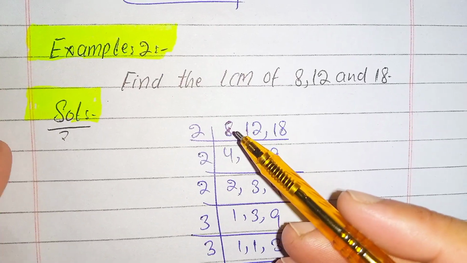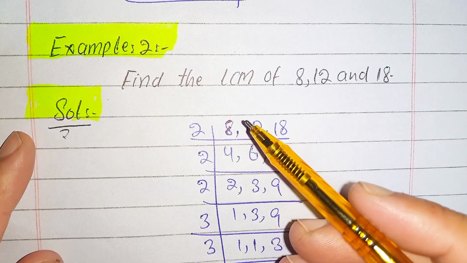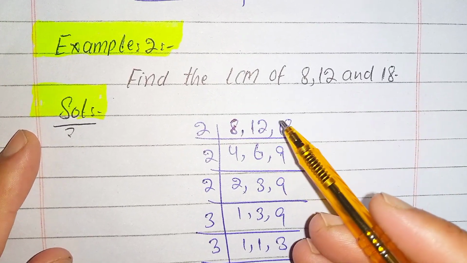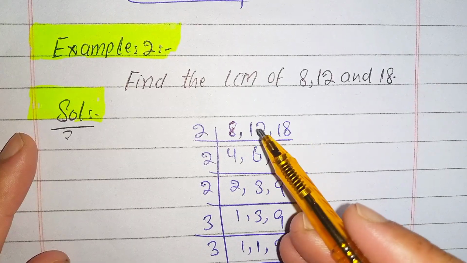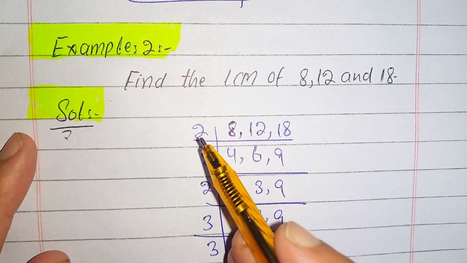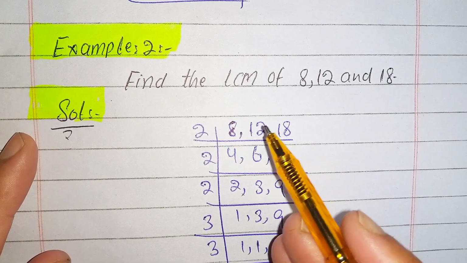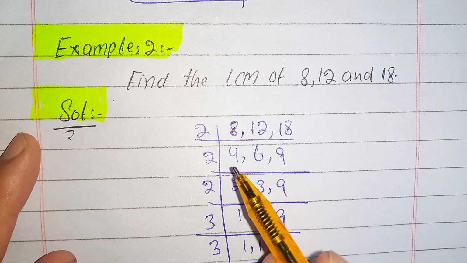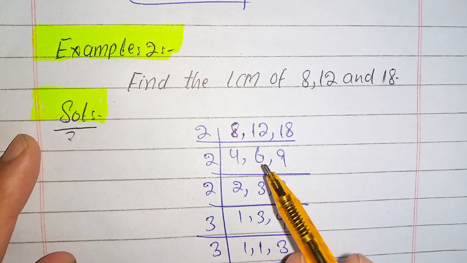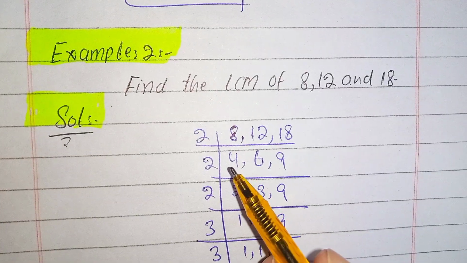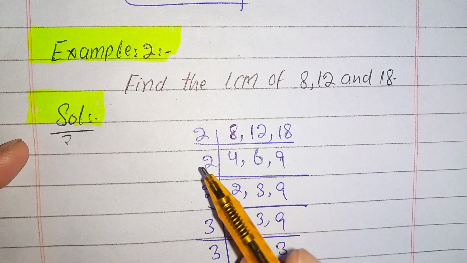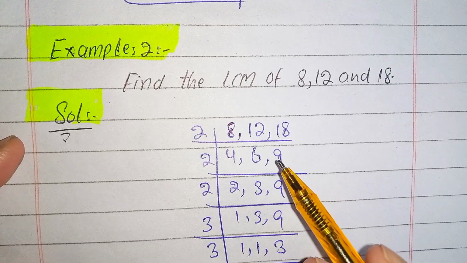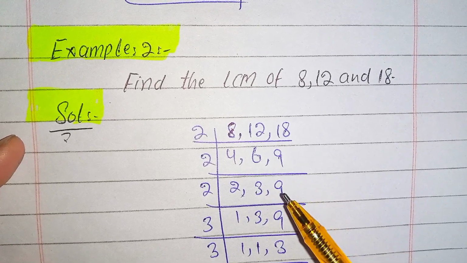And now here is another example in which we have to find the LCM of three numbers: 8, 12 and 18. Again we will write these numbers in a row and divide them by a common divisor, which is 2. 8 divided by 2 is 4, 12 divided by 2 is 6, and 18 divided by 2 is 9. Again we divide by a common divisor, which is 2. So 4 divided by 2 is 2, 6 divided by 2 is 3, and 9 cannot be divided by 2, so we bring down 9 as it is.